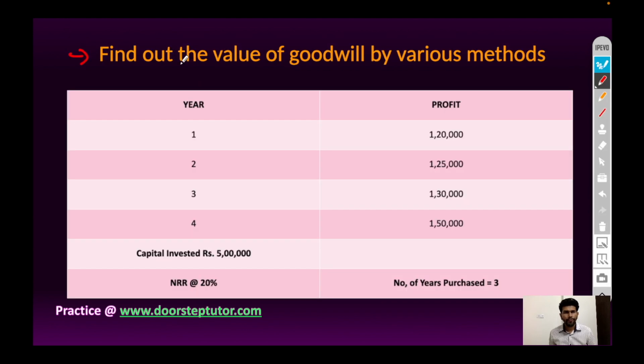Next, find out the value of goodwill by various methods, that is average profit, super profit, annuity method, and capitalization method. Number of years and profit of each year are given. Capital invested and normal rate of return are given. Number of years purchased is given. So first we will calculate goodwill under average profit method. We will also provide weightage to average profit. So let's start.